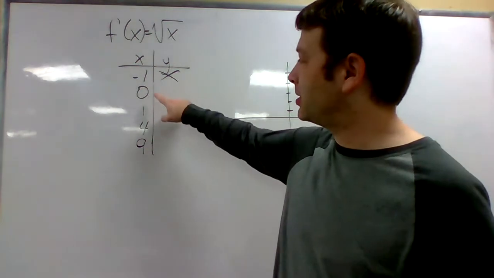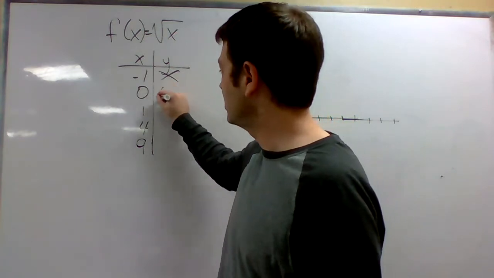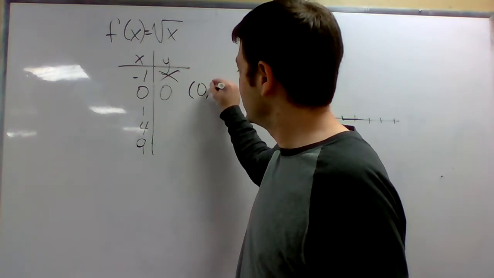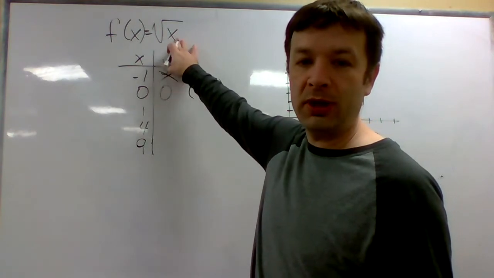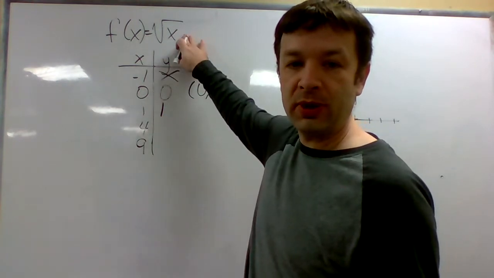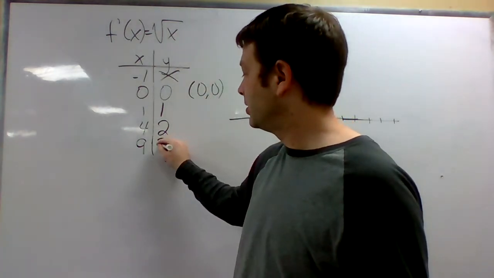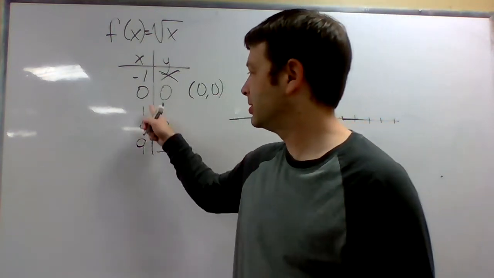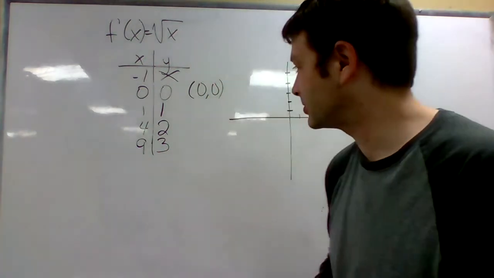Okay, but what happens if I plug in 0? What's the square root of 0? What times itself equals 0? 0. So that means on our graph there's going to be a point at 0, 0. I'm going to graph that later. If I plug in 1, square root of 1, what times itself equals 1? If I plug in 4, what's the square root of 4? If I plug in 9, what's the square root of 9? Okay, so all these that I plugged in worked out nice and neat. You don't have to use these square numbers here, but they just work out nicely, and I don't want a bunch of messy decimals.